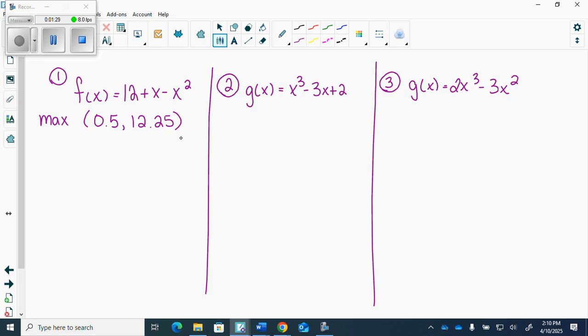All right. Did you guys see 0.5 anywhere else in front of your face? I hope you do, if the max is 12.25. The coordinate of the maximum is 0.5 and 12.25.